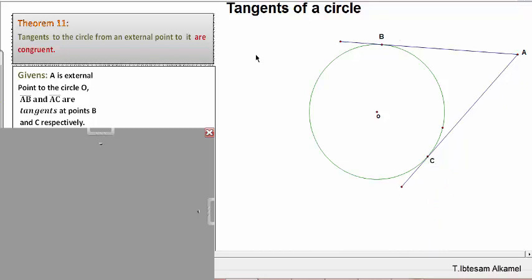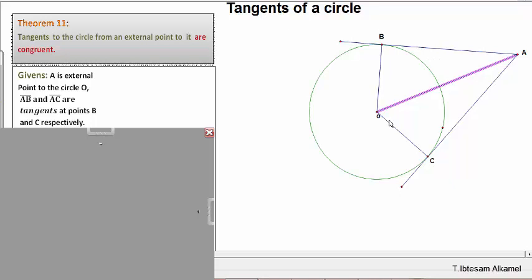Now we're going to prove it. Before that, when we prove two sides are congruent, we need two triangles. Most of the time we need triangles, but I don't have triangles here. So this is the construction: we will draw from B to O, and we will join O to C. So I make two radii. And I will join O to A.